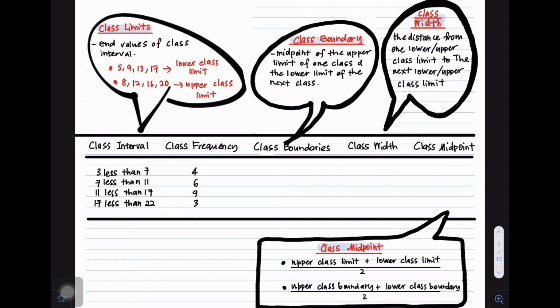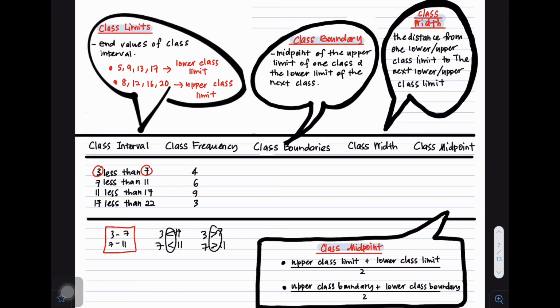So dia punya bentuk kelas interval, kalau tadi contohnya 3 sampai 7, 7 sampai 11. Tapi sekarang dia guna bentuk 3 less than 7. Okay, 3 less than 7, 7 less than 11, ataupun dalam kes yang sama, 3 more than 7, 7 more than 11. Okay, so kalau dia guna less than or more than, so the class interval itself is actually the class boundaries.